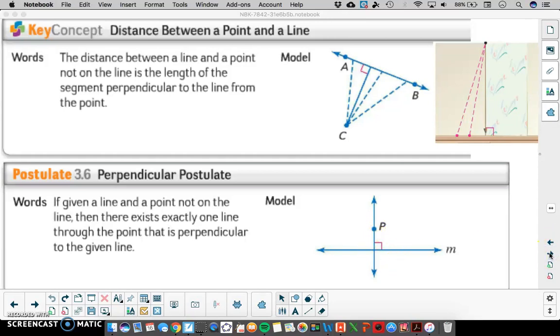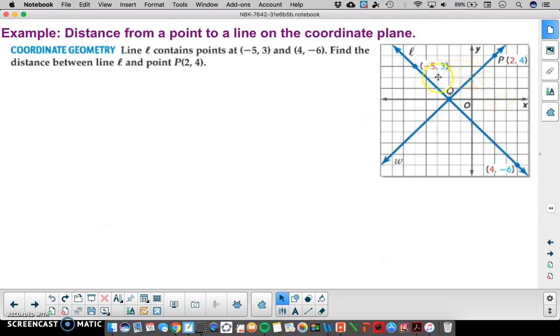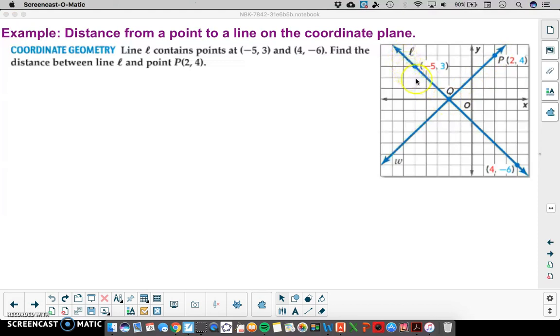So in this next example, we're going to look at taking that perpendicular distance. I'm given line L that passes through the points (-5, 3) and (4, -6), and I want to find the distance to that line from point P, which is at (2, 4). In order to do that, I need to know this line's equation, and also the line that's perpendicular to it that passes through P.